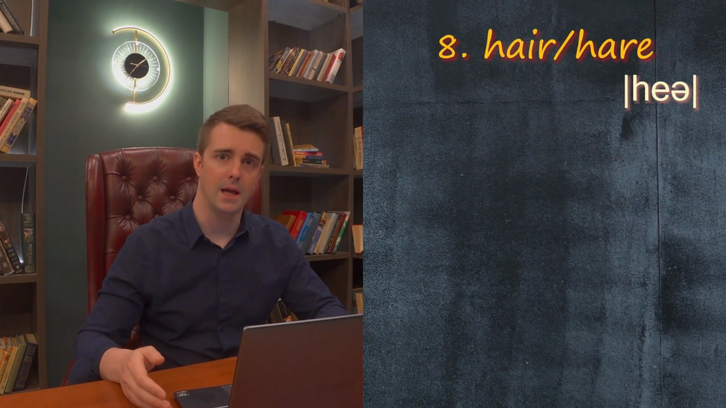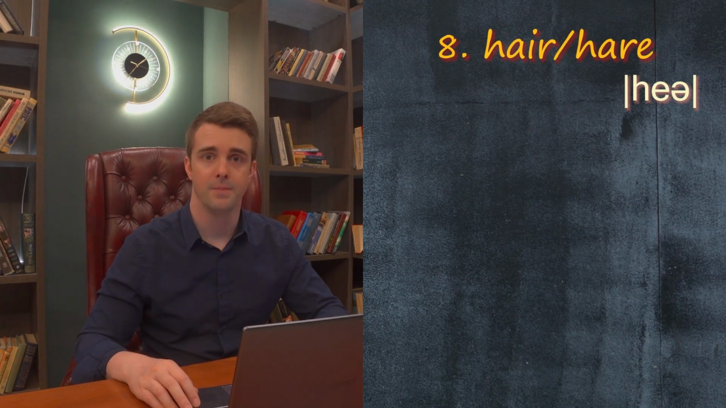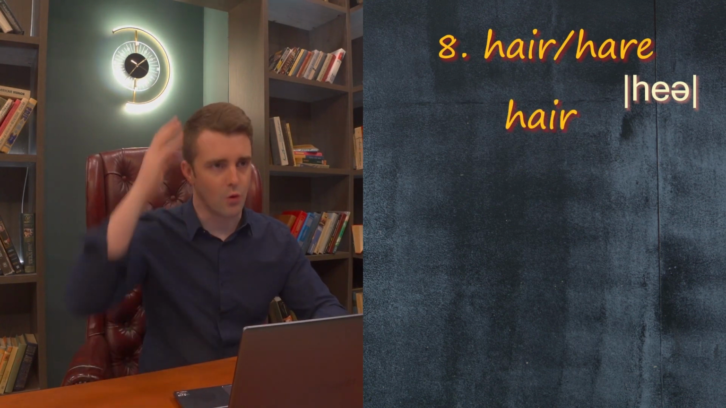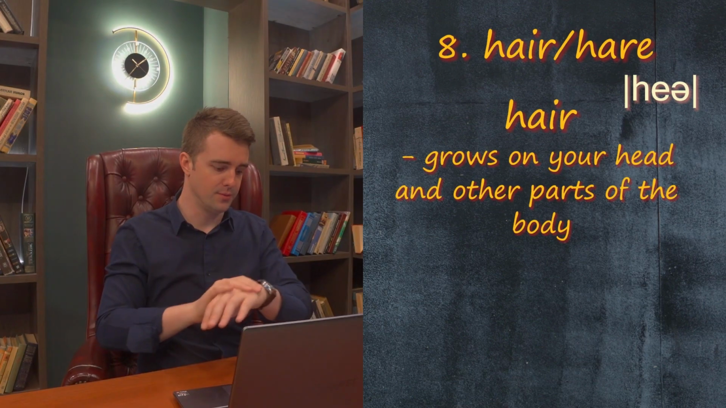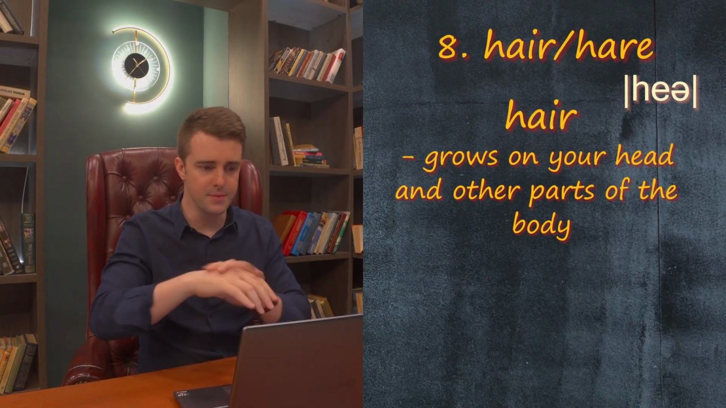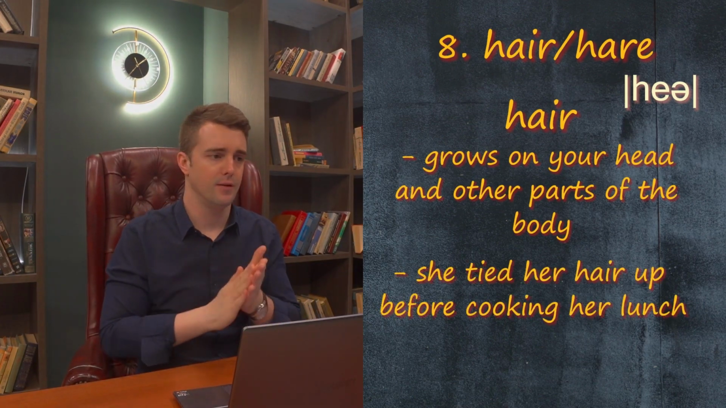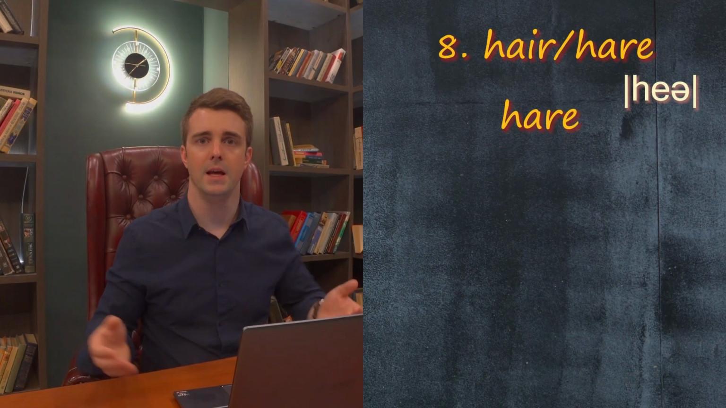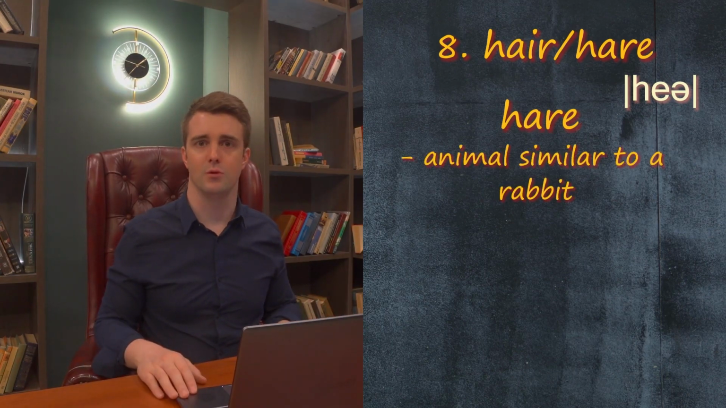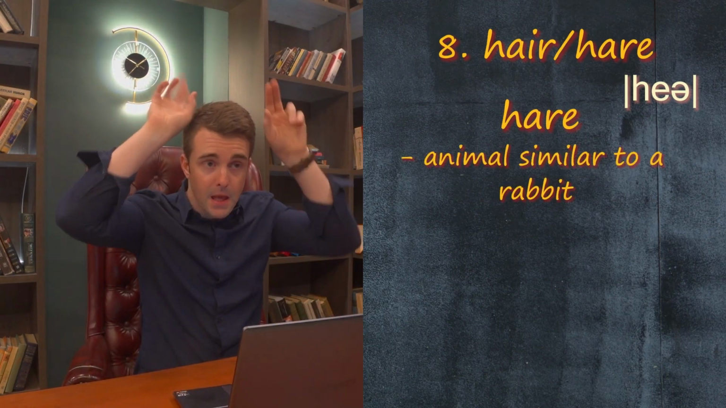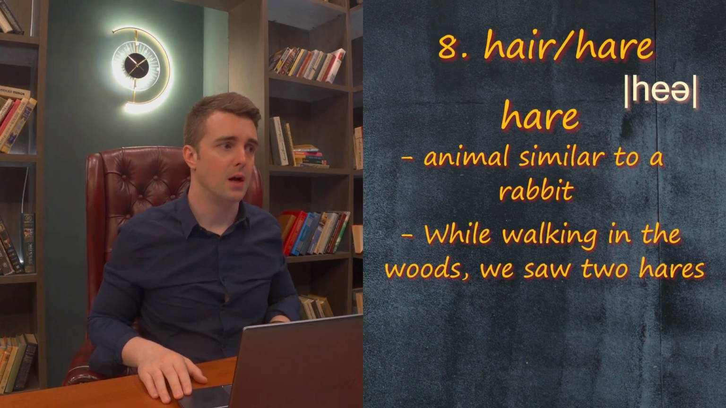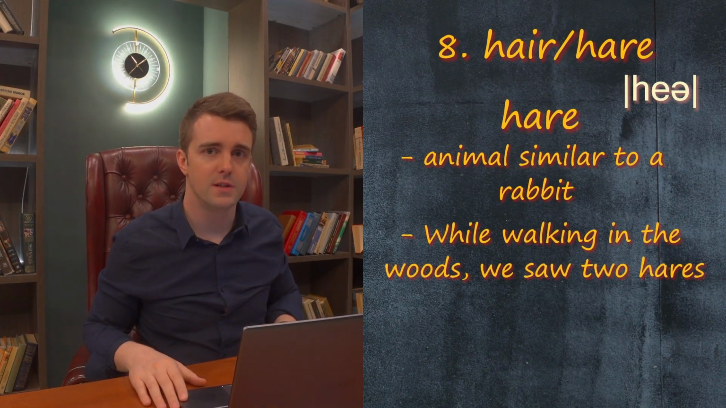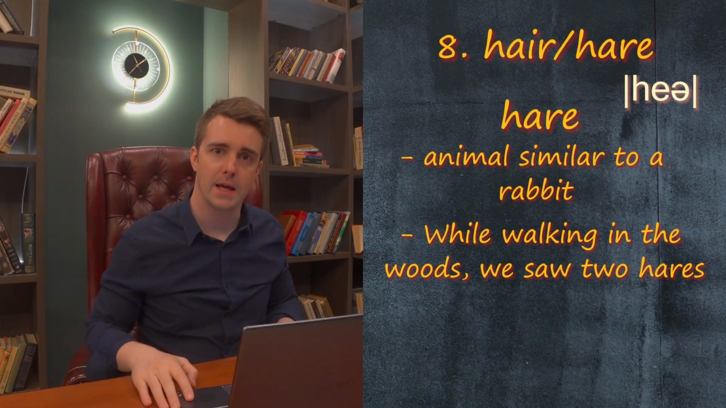And now hair and hare. So hair is what grows on your head or small hairs on your arms. And for example, she tied her hair up before cooking her lunch. But hare is an animal similar to a rabbit with long ears. For example, while walking in the woods, we saw 2 hares.